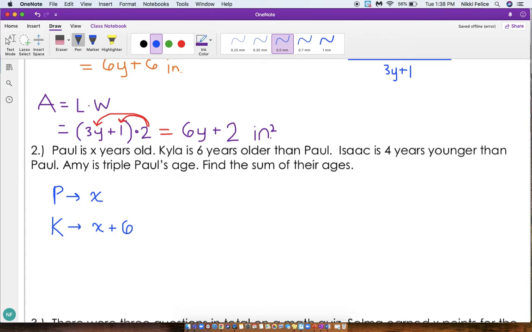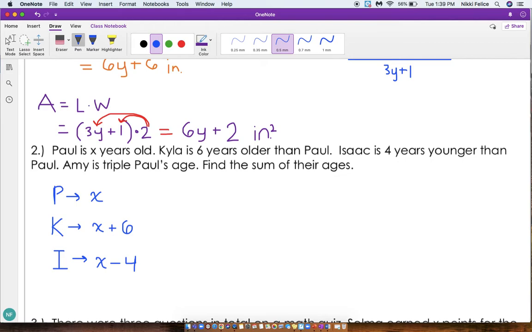Now we have the sentence, Isaac is 4 years younger than Paul. Okay, so let's figure out Isaac's age. You know Paul is X years old and Isaac is 4 years younger. So how would we express Isaac's age? We would say X minus 4. Because Paul's age, take away 4 years, that's Isaac's age.